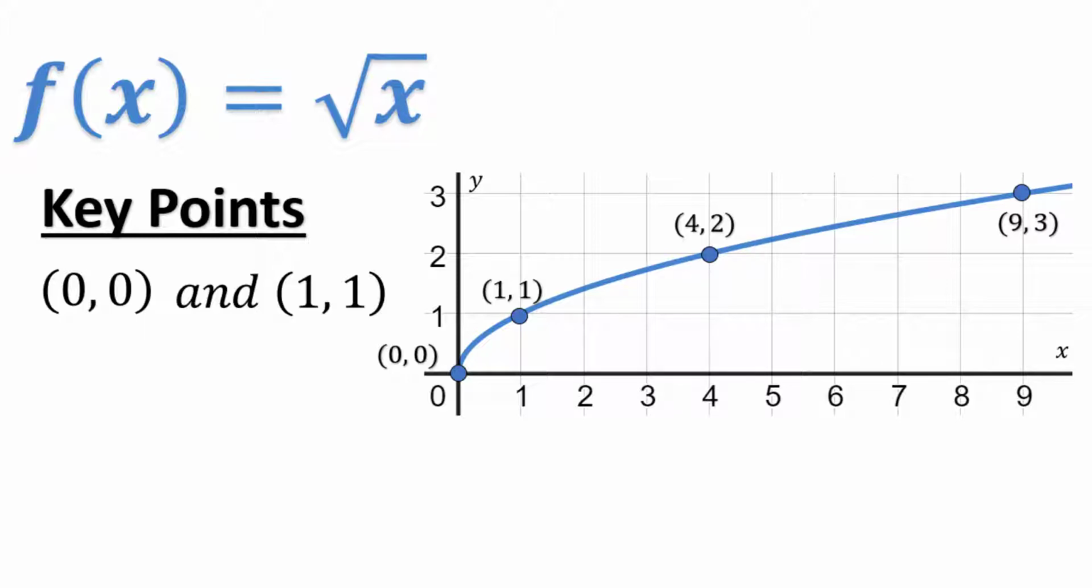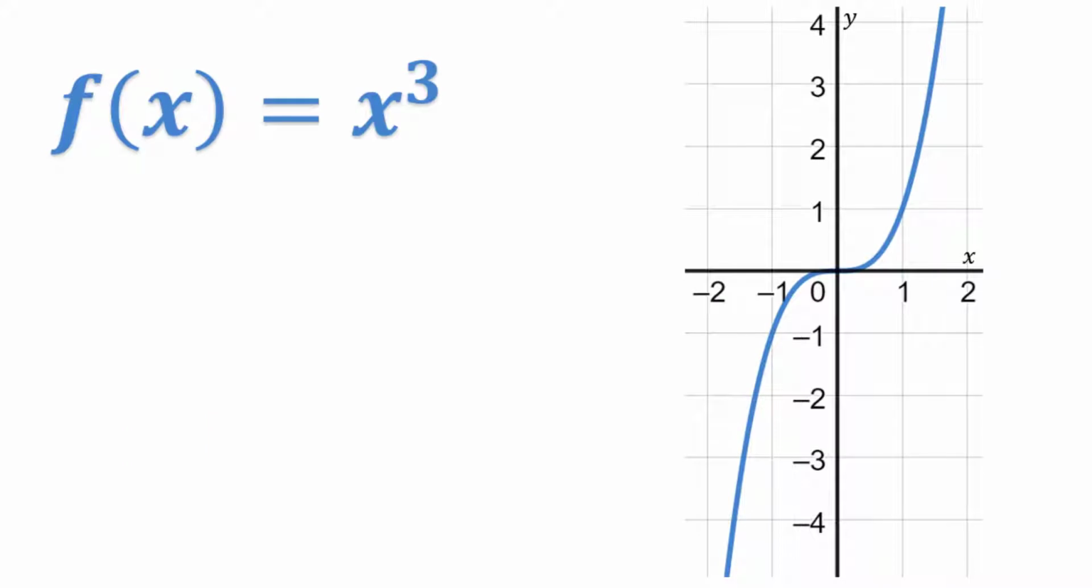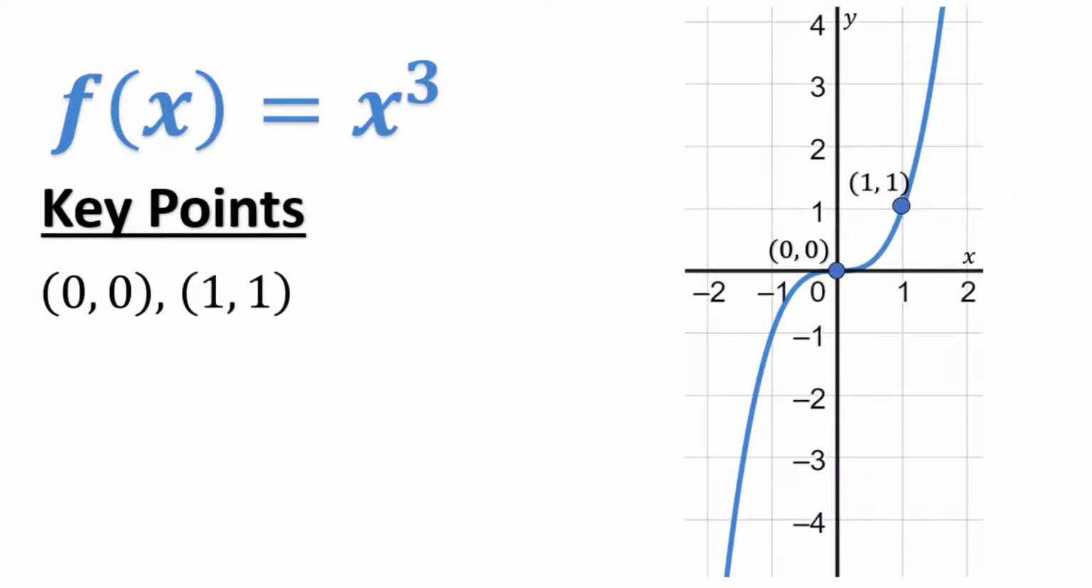Now we get into the slightly less used functions. First, we have x to the third power. This function has the key points 0, 0, 1, 1, and negative 1, negative 1, and rapidly increases as x increases and rapidly decreases as x decreases.